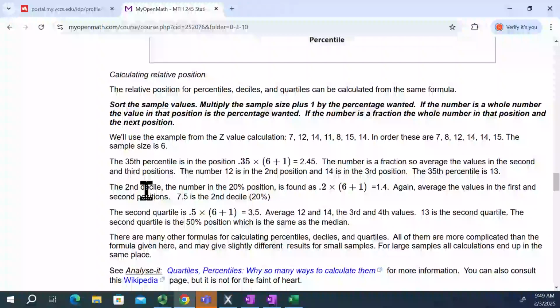There's a calculation that you can do for this. You take the list of numbers and sort them. Then you take n plus 1 and multiply it by the percentile that you want. If this comes up to be a whole number, you take that position. Right? I'm not looking at the numbers, I'm looking at the position of the numbers.